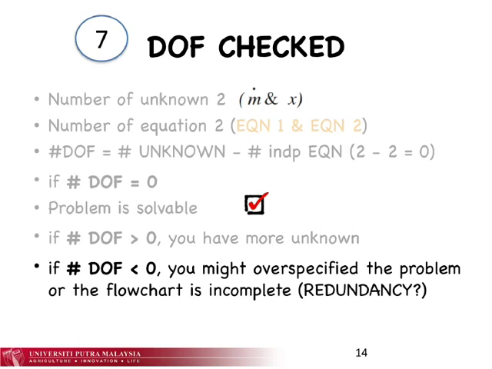If in any case your degree of freedom is greater than 0, you might have stated more unknowns, and if the degree of freedom is less than 0, you might have over-specified your problem or your flowchart might be incomplete. So you have to go back and look again at the flowchart that you had drawn.